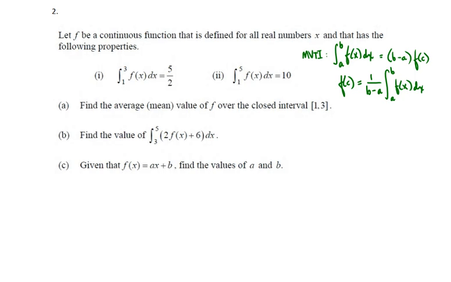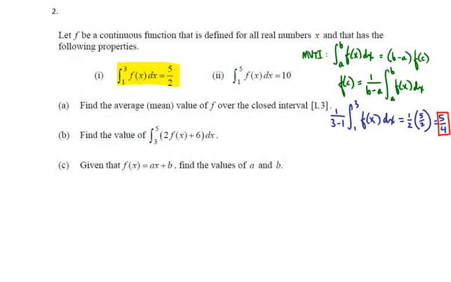Now in this particular case, we're looking for the average value of f over the closed interval from 1 to 3. So that's 1 over 3 minus 1 times the integral from 1 to 3 of f of x dx. Now we're given above that the integral from 1 to 3 of f of x dx is 5/2, and so we want to multiply that by 1 over 3 minus 1, which is 1/2, and so the final result there is 5/4. And that's the answer to part A.